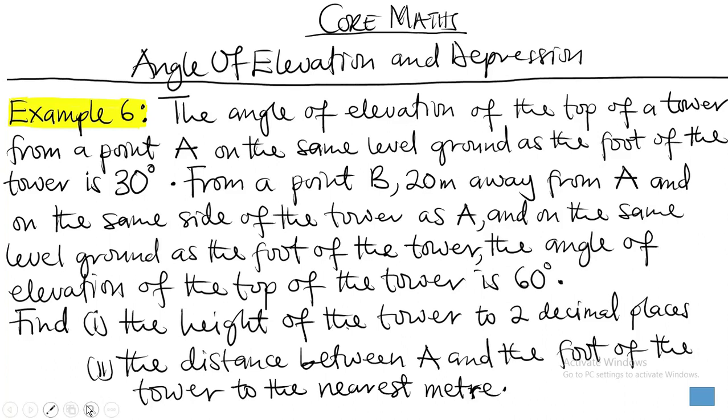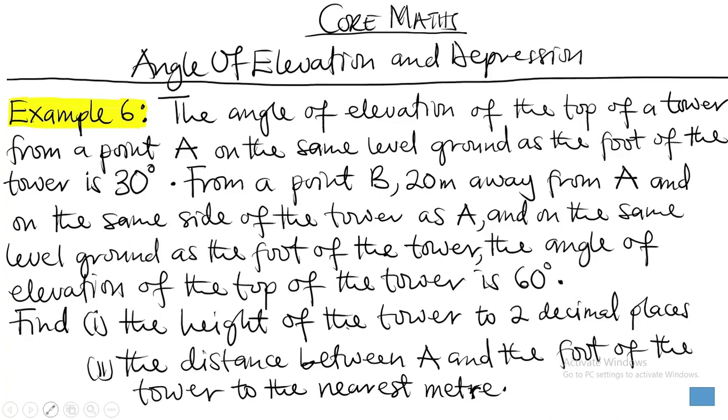The angle of elevation of the top of a tower from a point A on the same level ground as the foot of the tower is 30 degrees. From a point B, 20 meters away from A, and on the same side of the tower as A, and on the same level ground as the foot of the tower, the angle of elevation of the top of the tower is 60 degrees. Find (i) the height of the tower to 2 decimal places, (ii) the distance between A and the foot of the tower to the nearest meter. Right. So this is the question.